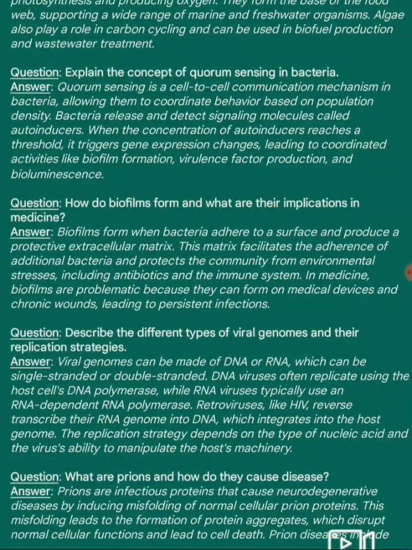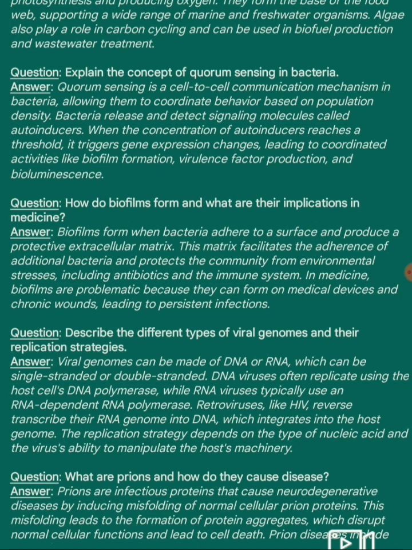Next question. Explain the concept of quorum sensing in bacteria. Answer. Quorum sensing is a cell-to-cell communication mechanism in bacteria, allowing them to coordinate behavior based on population density. Bacteria release and detect signaling molecules called autoinducers. When the concentration of autoinducers reaches a threshold, it triggers gene expression changes leading to coordinated activities like biofilm formation, virulence factor production, and bioluminescence.